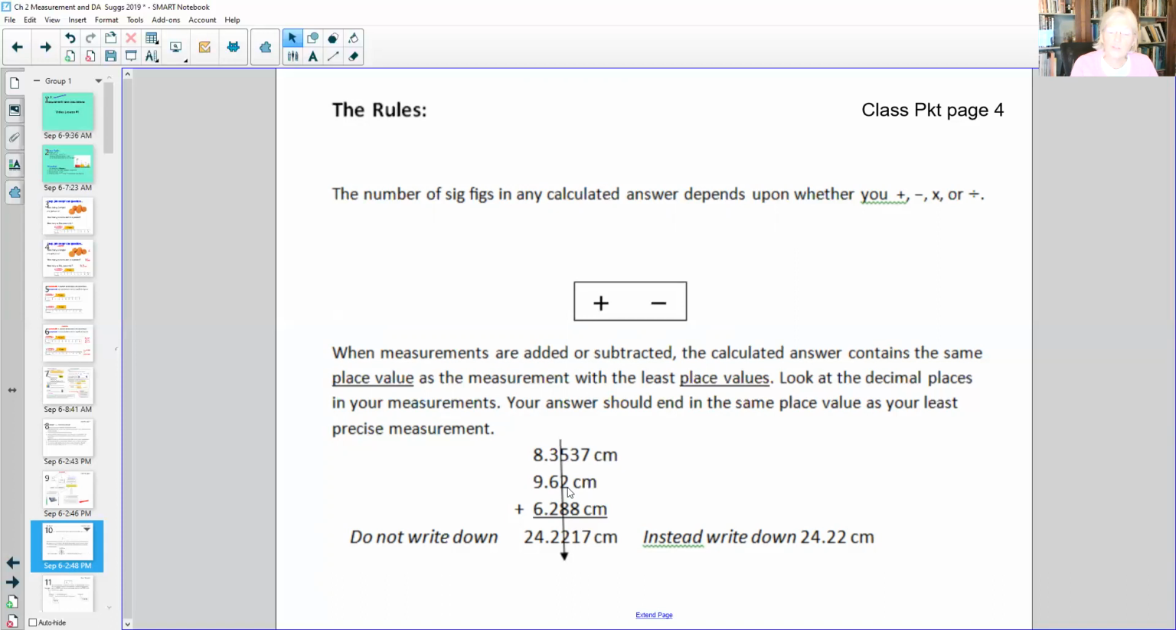9.62 centimeters goes to the hundredths place, so you can only write your answer to the hundredths place. Do not write down this bigger number. Only write down the number to the correct number of sig figs.